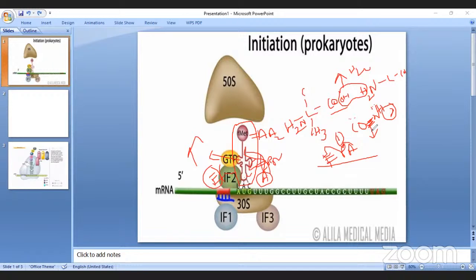Translocation is carried out by EF-G in bacteria. EF-G is the translocator: elongation factor G in bacteria and elongation factor 2 in eukaryotes. And here it utilizes GTP energy. In translocation also, GTP energy is utilized.